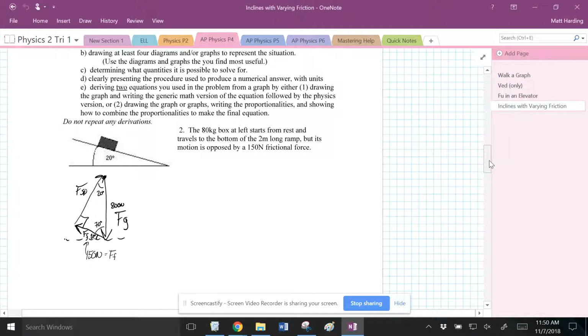What'd you get for any of that stuff? Time we got 1.6 seconds, and final velocity we got 2.48 meters per second. All right. Any questions or concerns on that? Go ahead and throw them in the Pear Deck quick.